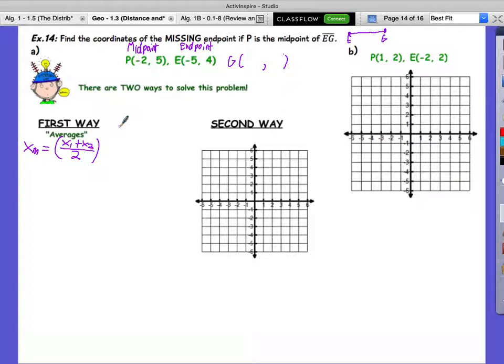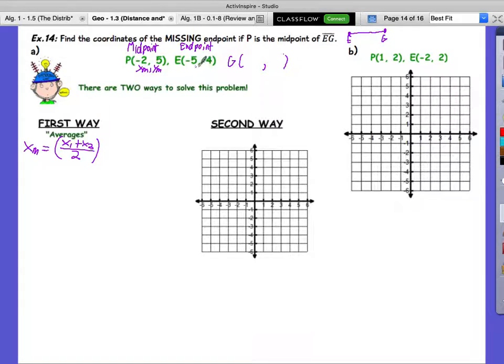Okay. So x of m is equal to x of 1 plus x of 2 over 2. This time, do we know the x of m? Do we know the x of the midpoint? Well, yeah, I think so. What is the x of the midpoint? -2. We know x sub m up here. We know this is y sub m.